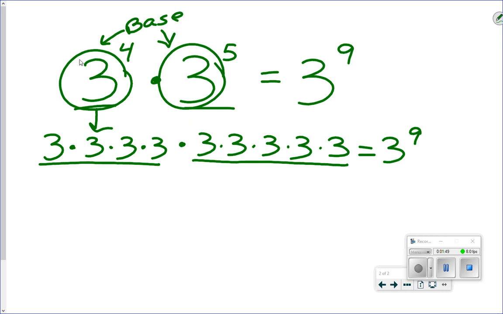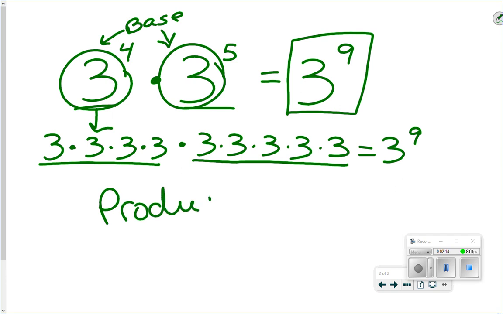It doesn't matter if they're letters or numbers. But the bases have to be the same in order to do this. If one's an x, one's a y, or one's a 3, one's a 4, then you can't combine them together. You have to just keep them separate. But if they're the same base, the product rule says simply add the exponents together, and you can leave it in exponential form most of the time and leave 3 to the 9th power as your answer. So that right there is the product rule.